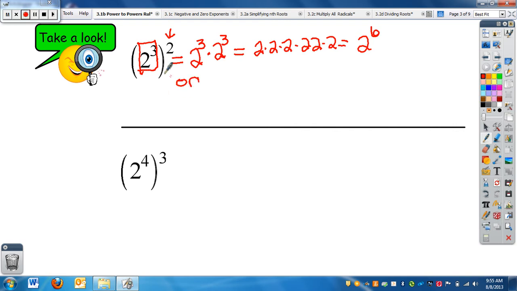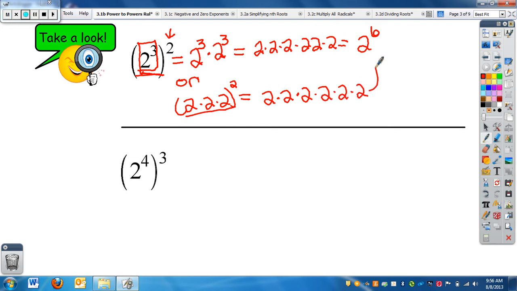Or another way you could write it out, you could write out your inside first. Some students like to do that. Square it, which means you have your base, the entire thing, because that entire thing's in parentheses, to get 2 to the 6. I don't care which way you write it, both are correct. I'm actually going to do the second way on this next example.